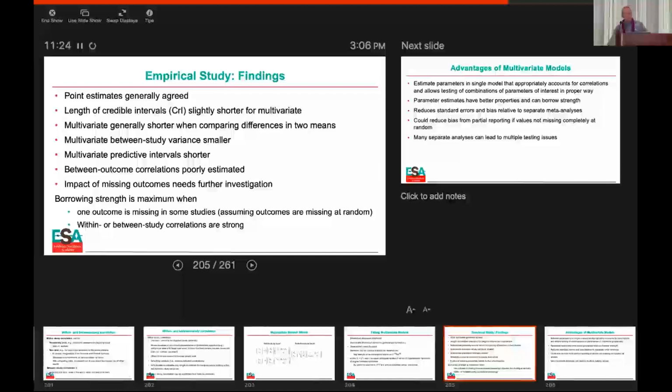But one of the problems is that the between outcome correlations are poorly estimated, and it's not really clear what to do when you have missing outcomes. People have hypothesized that if you analyze them together, you can do some imputation, and that's probably true. But how well that works in practice is not really that clear. Borrowing strength here with the multivariate analysis is optimal when you're missing an outcome in some studies, but you can assume the outcomes are missing at random, or the within or between study correlations are strong.